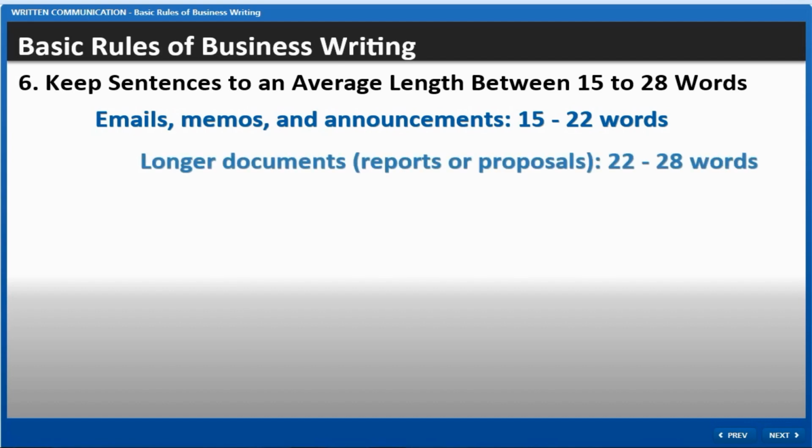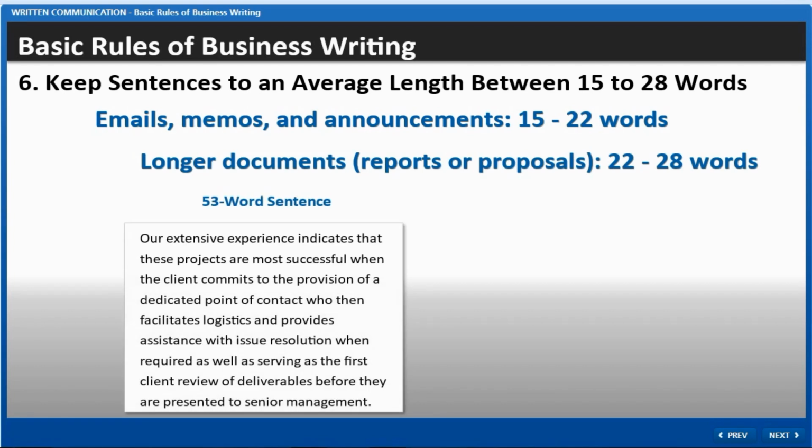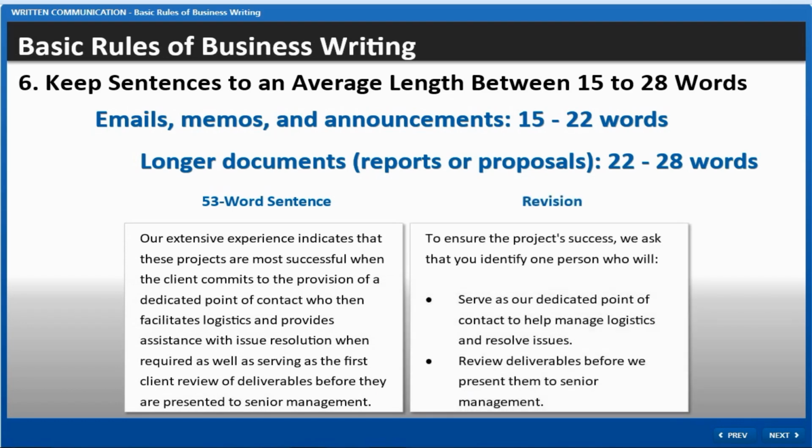Longer, more complicated documents, reports or proposals, for example, you may use 22 to 28 words per sentence. An average over 28 words means that your sentences are probably too wordy. Compare the 53-word sentence to the revision below. The revision's message is easier to read and understand because of shorter sentences, bulleted points, and unnecessary words are eliminated.